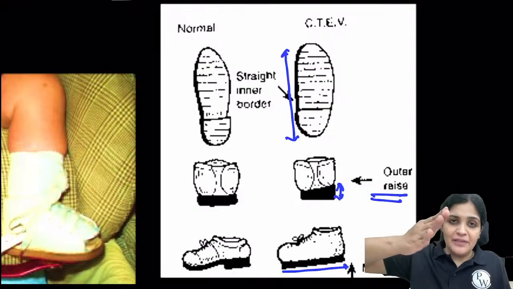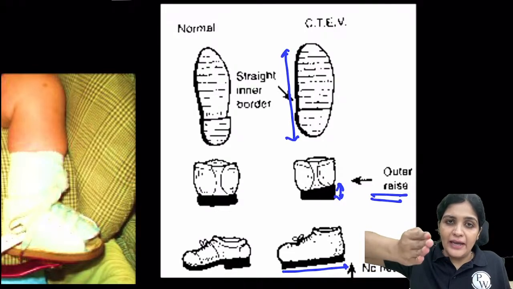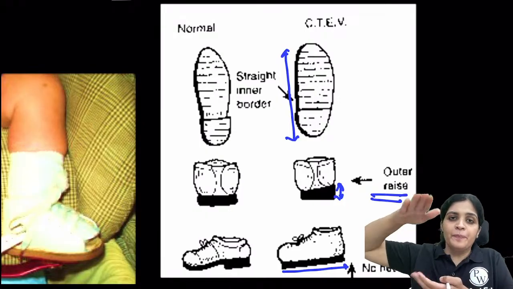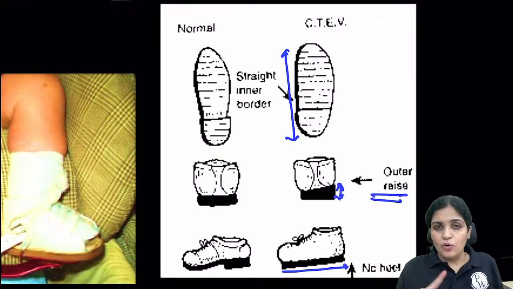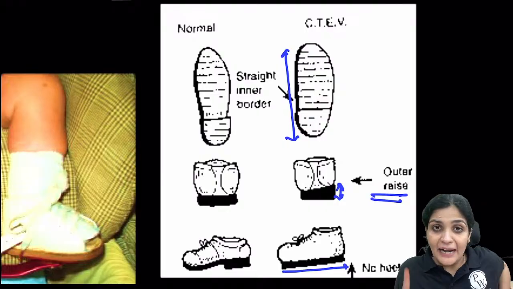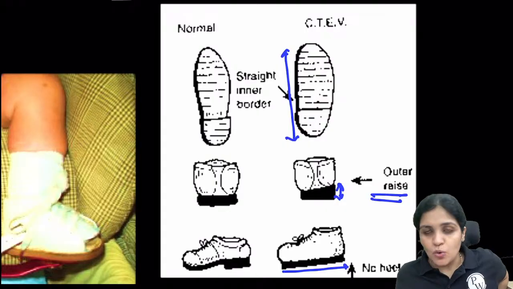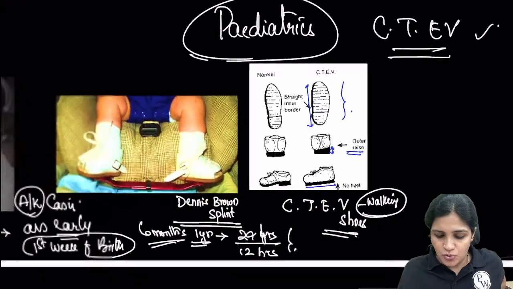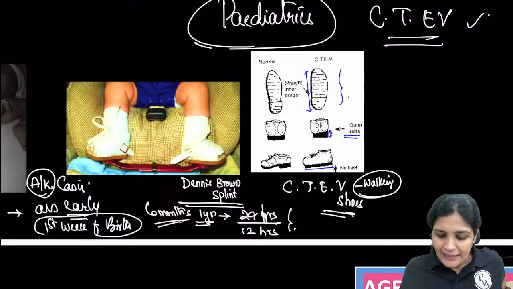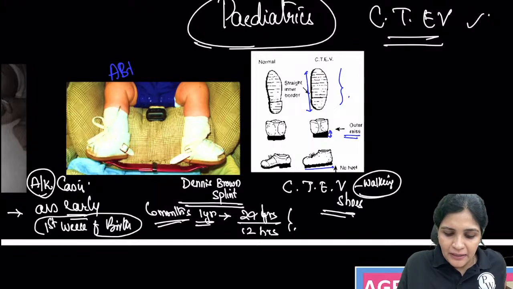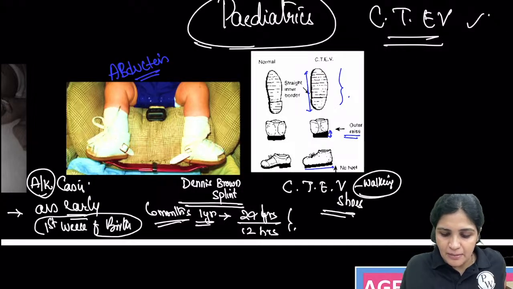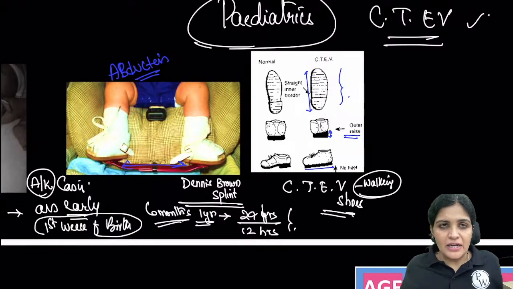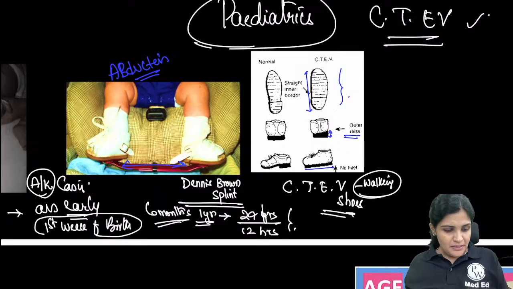And again varus is something like this. So you don't want it to go again into this position. So outer raise. So on the lateral side you will give a raise. And you don't want it to land up in plantar flexion again. So that is why there is no heel. Understood? So that is the importance of your CTEV shoes. Okay. And this Dennis Brown splint, you put this baby in abduction position. So there is a bar which puts the feet in abduction position and slightly external rotation like this. So that is the importance of your Dennis Brown splint.